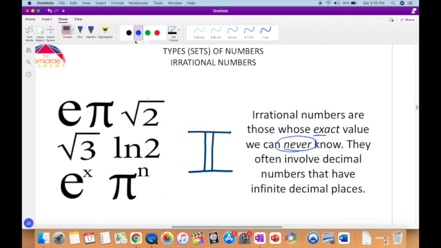And I'd like you to write some of these down here, because these are some examples of irrational numbers. Some of them you might not know, like you might not know what e is. e is the exponential constant. You're supposed to know what pi is, right? And if you don't know what pi is, we will do it, so don't worry. Root of 2, root of 3, the ln of 2, pi to the power of n. We don't know any of these numbers. We could only approximate them.